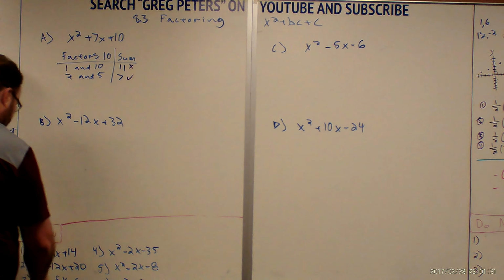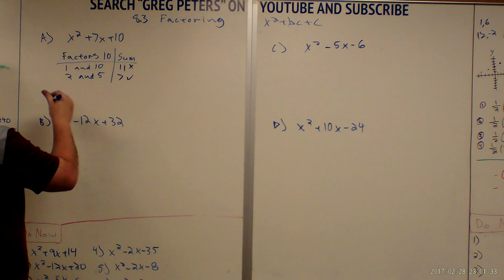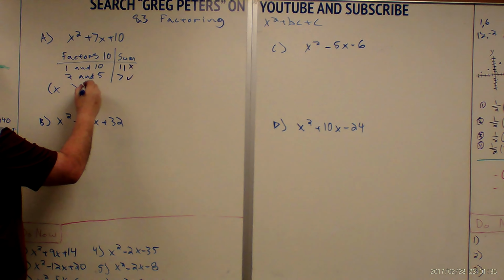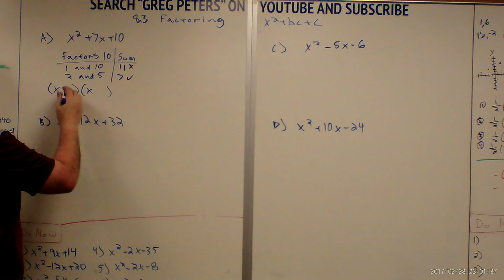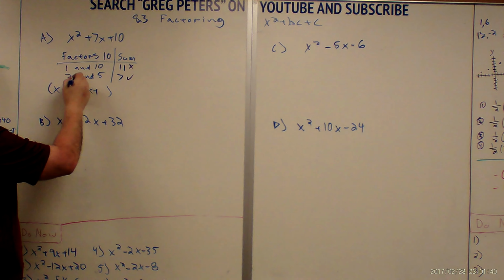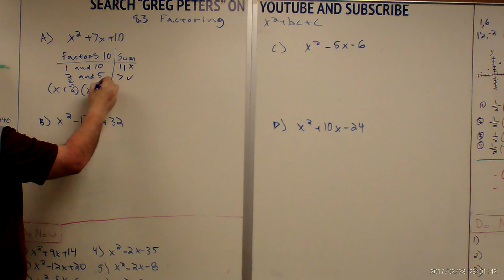Your actual answer is this, us setting it up in FOIL. So we put x, x. Both of these are plus, plus. The 2 goes right here. The 5 goes right here.